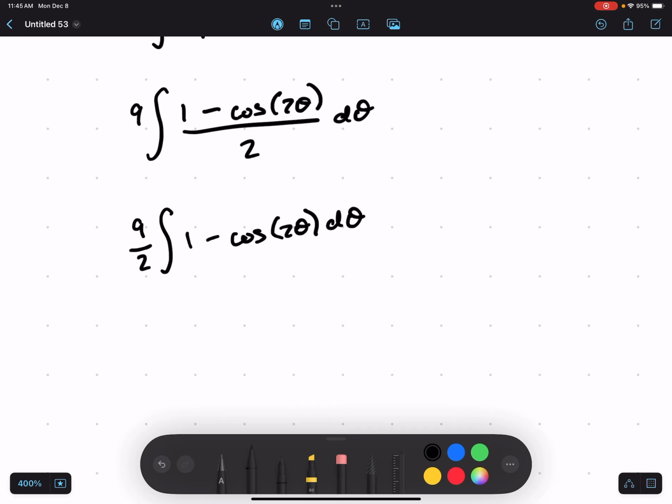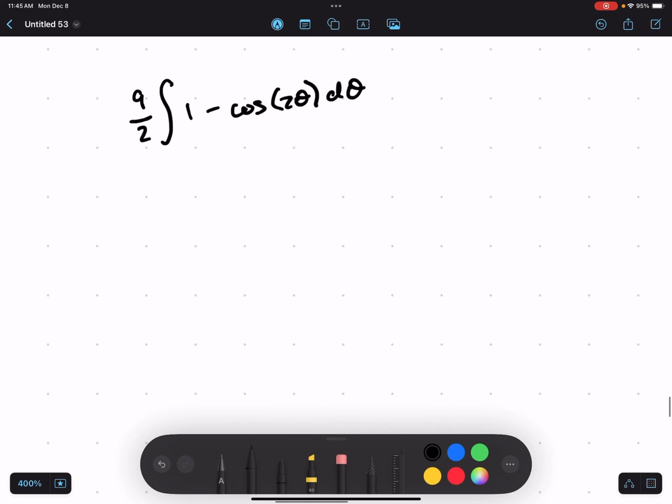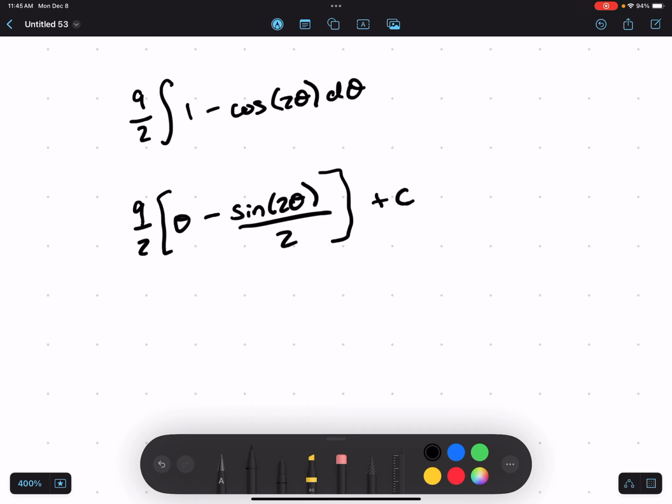And now we're ready to solve the actual integral itself. We'll say 9 halves times theta, because the integral of 1 with respect to theta is theta, minus the integral of cosine 2 theta, which is just sine 2 theta over 2, because we have to remember to do the chain rule on that middle function, plus c at the end there, because we're dealing with an indefinite integral. There's no bounds that we're adding here, and we have to add something, so we're going to add a constant.